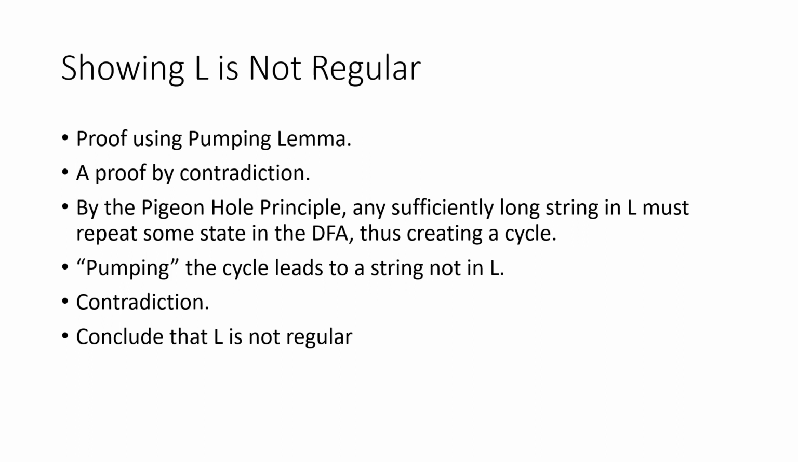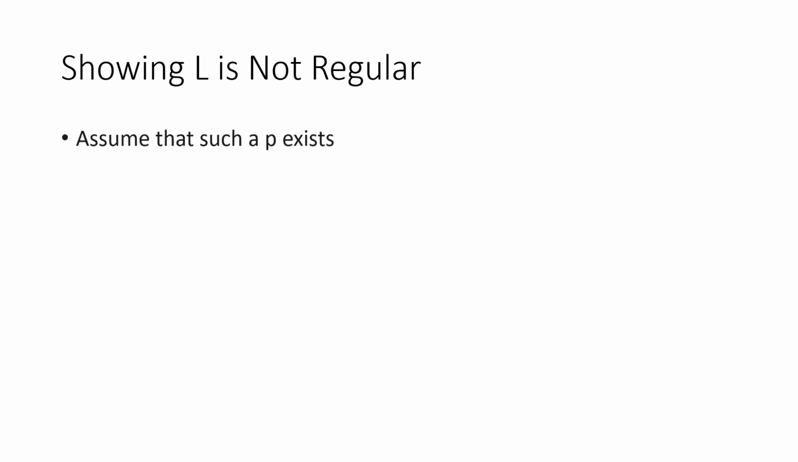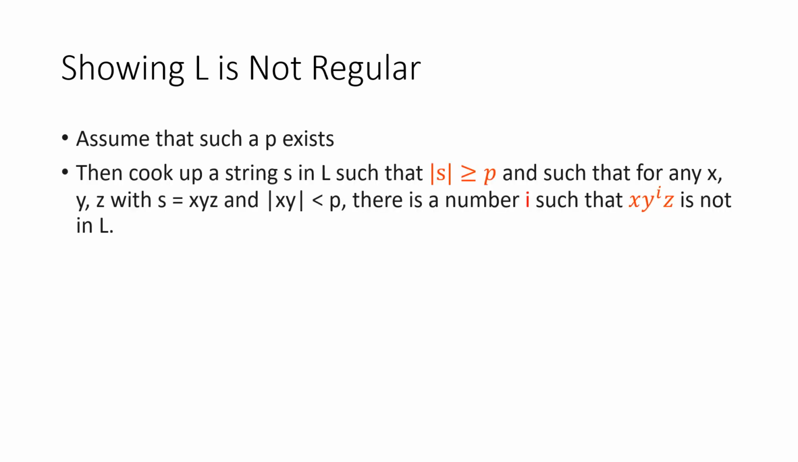Okay, this slide just shows the general structure of the proof, but let's break this down a little bit more. Let's assume for a language L that there's a P that exists that works. Then you are allowed to cook up a string S in the language such that the length of S is greater than P, and such that for any X, Y, and Z with S equal to XYZ, and the length of XY less than P, there is a number I such that XY^iZ is not in the language.